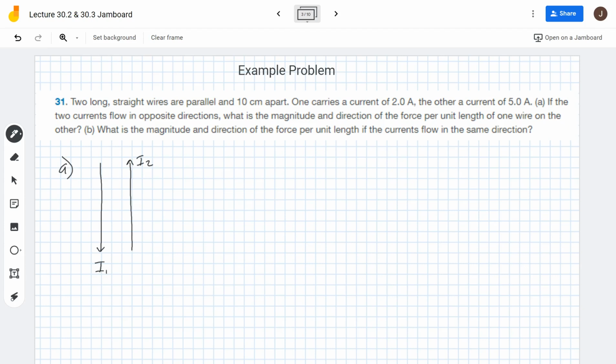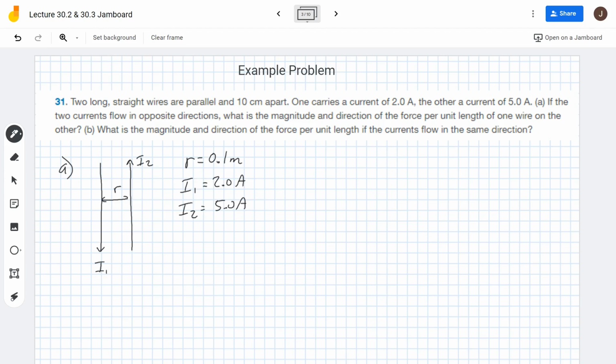Okay, so we know that the distance between them is 10 centimeters, so we'll just go ahead and write this distance as the radius. We'll go ahead and write down our givens for the problem. So the radius is going to be 10 centimeters, which is 0.1 meters, right? I always try to write things in standard units. The current 1 is going to be 2.0 amps, and current 2 is going to be 5.0 amps.